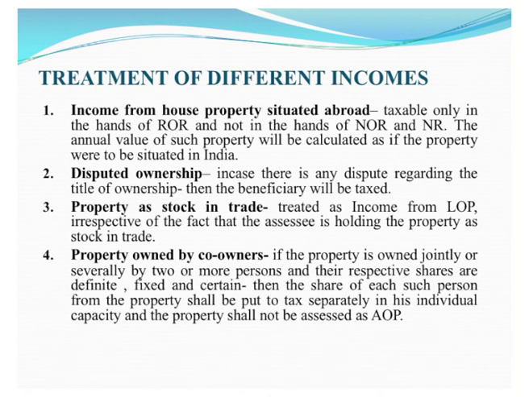Now, this has been treated as income from let out house property, irrespective of the fact that the assessee is holding the property as stock in trade. And any property which is being owned by the owners jointly or severally, when their shares are fixed and definite, will be put to tax separately in the individual capacity and not assessed as AOP.